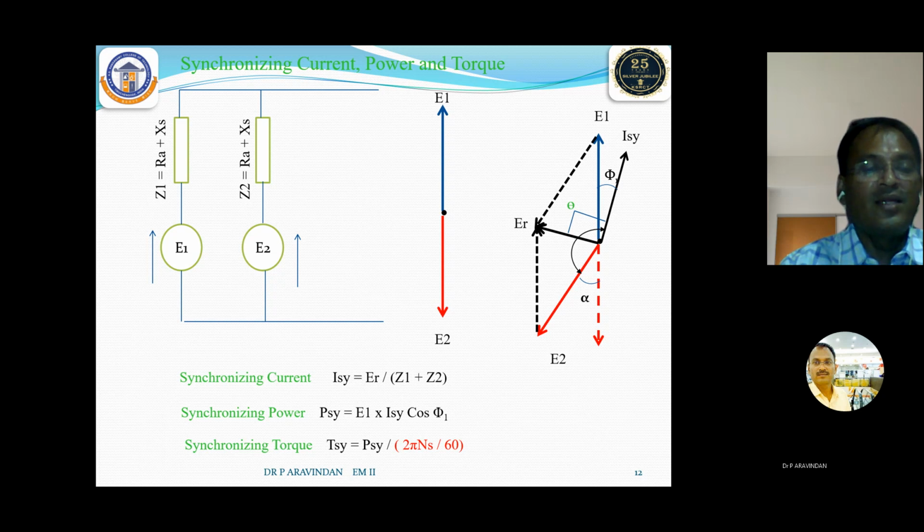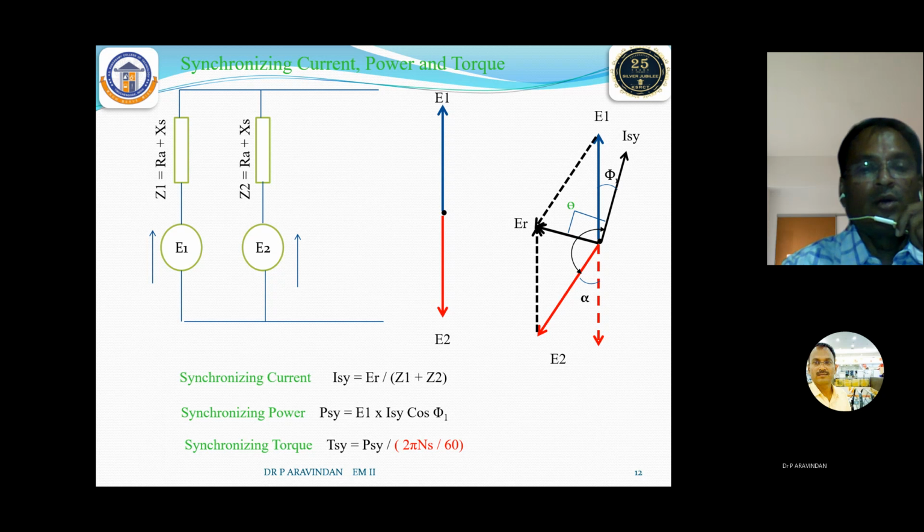If E2 is lesser than E1, then a small voltage will circulate inside your local circuit. That particular voltage is called ER. That ER will make some current, and that current is the synchronizing current. The formula for synchronizing current is ISY equal to ER divided by Z1 plus Z2. Any current generated inside the local circuit will definitely have a power, and that power is called the synchronizing power. So synchronizing power PSY is equal to E1 into ISY cos phi 1. Synchronizing torque TSY is equal to PSY divided by 2 pi Ns by 60.